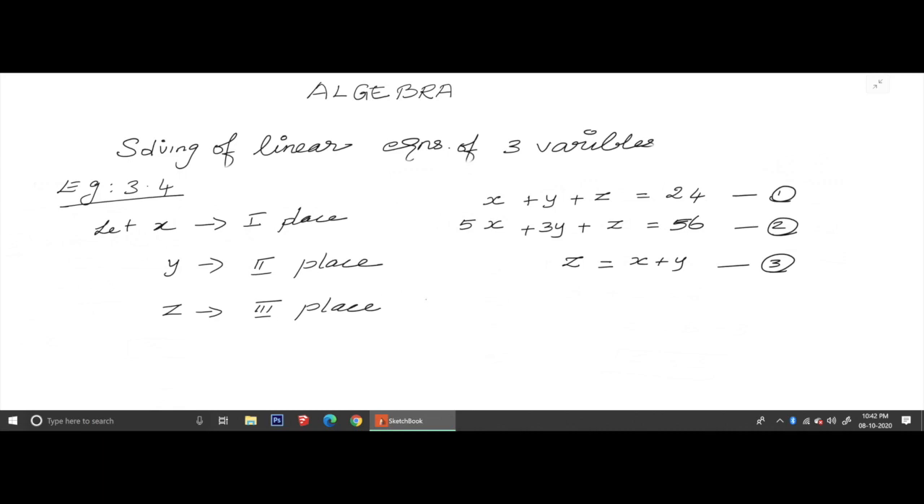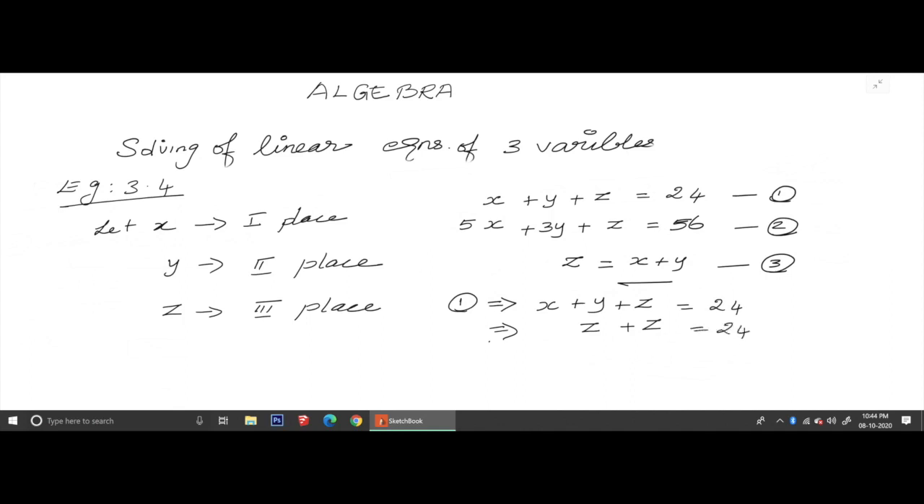Yeah, what I am going to follow is taking equation number 1. See here it is x plus y plus z is equal to 24. Right? And now you consider equation number 3. What you are having? z is equal to x plus y. So I am going to substitute here the third equation. That is z is equal to x plus y. So in the place of this x plus y, I will be writing just z, and one more z is already in there. So I can have it like this.